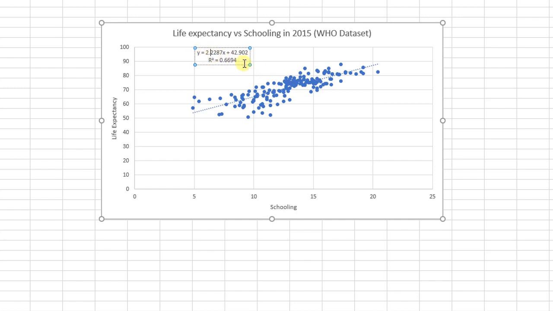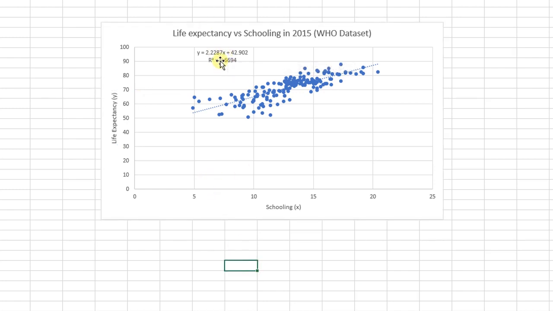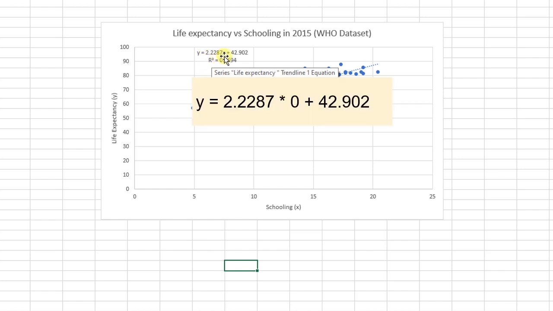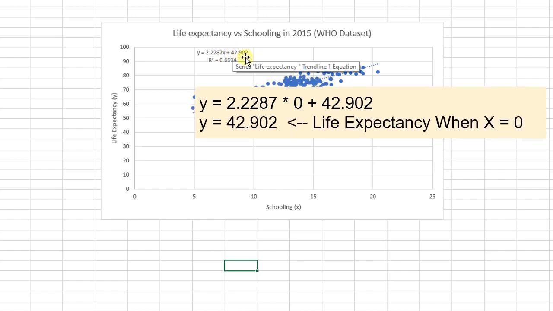Let's start with the equation y equals 2.2287x plus 42.902. First off, what is x and y? Okay, x is schooling, right? What's on the x-axis is x, and life expectancy is y on the y-axis. Okay, so if you were to plug in 0 in this equation, you would have something multiplied by 0 plus 42.902. So basically, this 42.902 is the expected life expectancy if someone had no schooling, right?